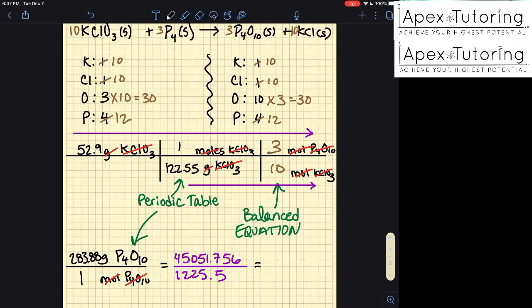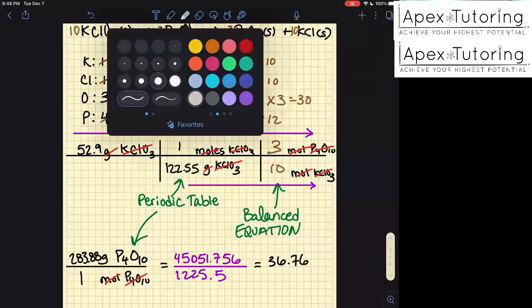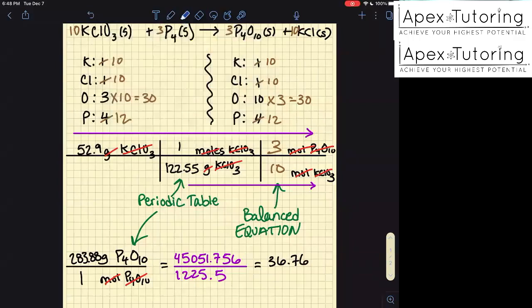And after that, we then just divide. What do you get? 36.76. Perfect. And to know what units to put here, it's always going to be the units that we were left over with on the top, because everything else got crossed off. So the units that we put in our answer is going to be grams of P4O10. Okay.